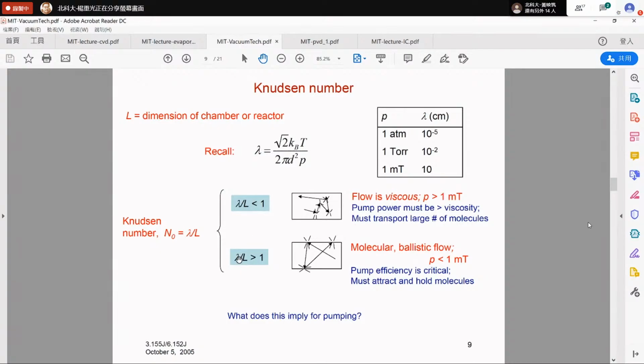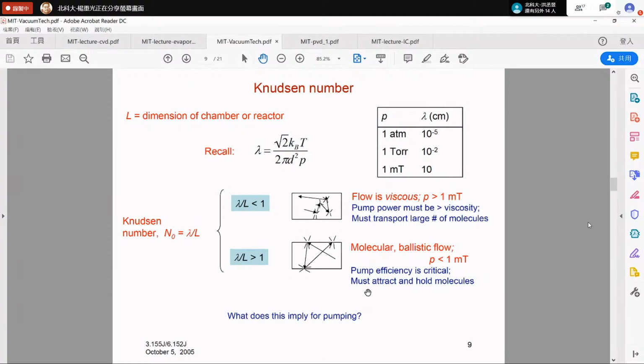In the other situation, where lambda divided by L is greater than 1, we have a mean free path far larger than the reactor. And this is a molecular flow, or you could say a ballistic flow. This is a vacuum pressure less than 1 millitorr, and in this case, pump efficiency becomes critical.